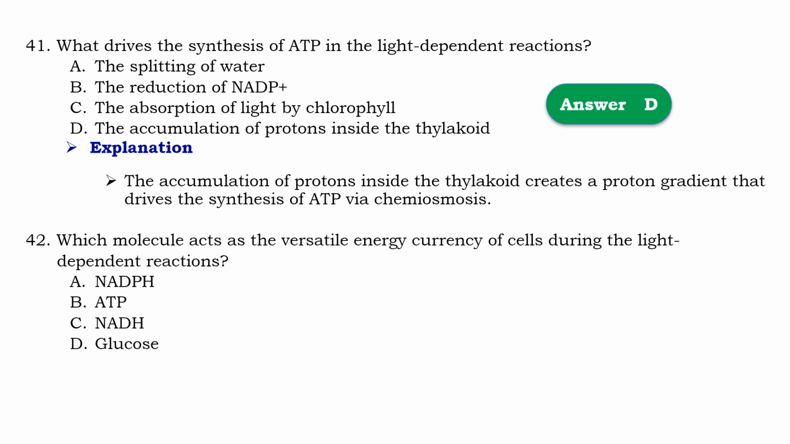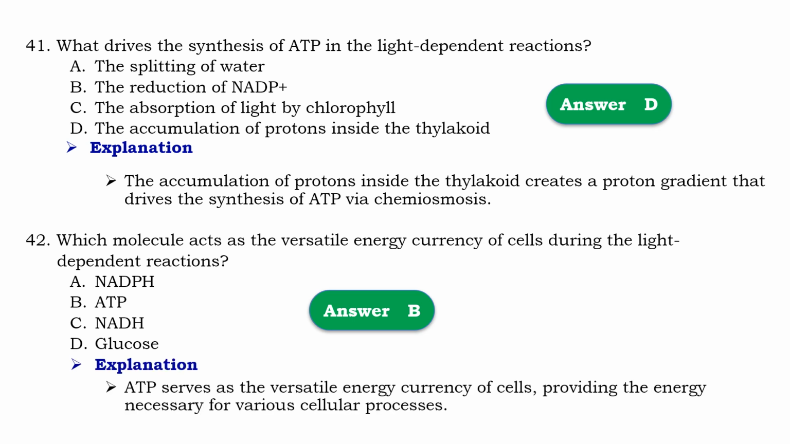Question number 42. Which molecule acts as versatile energy currency during light dependent reaction? So that should be B, ATP. ATP serves as versatile energy currency of a cell, providing energy necessary for various cellular processes.